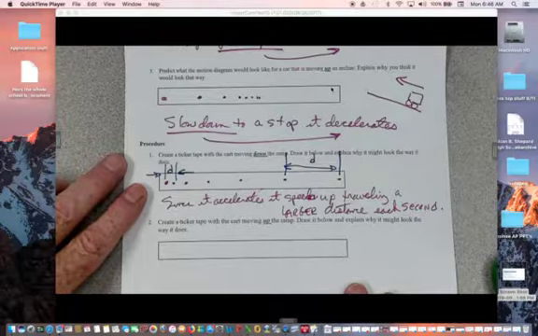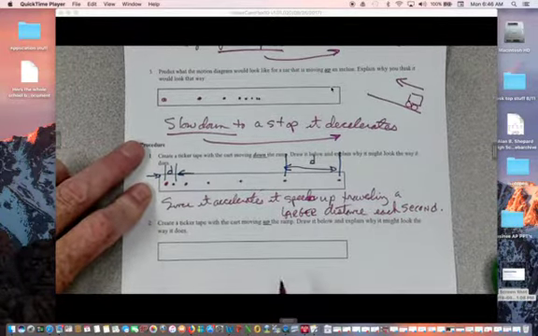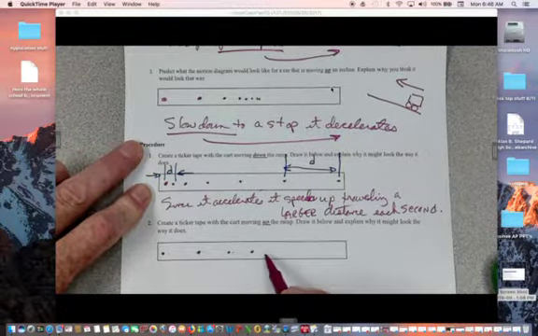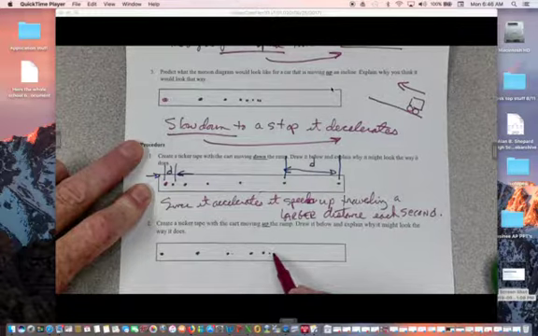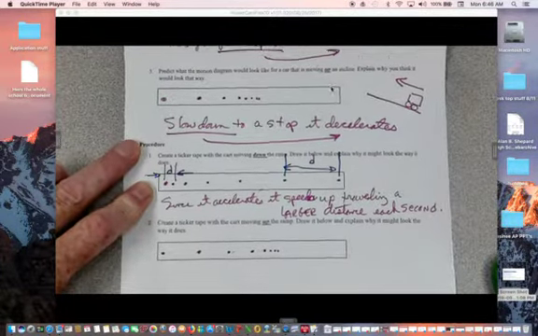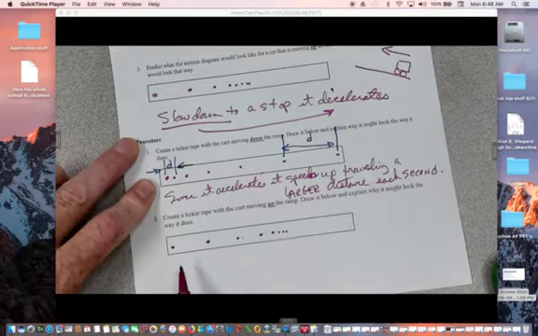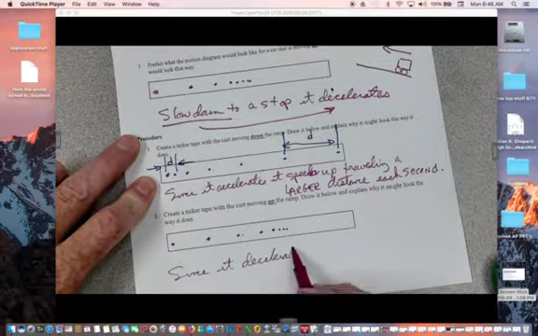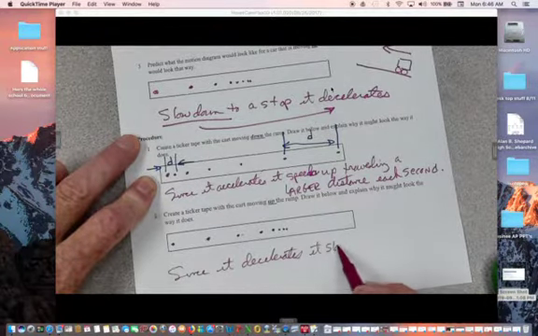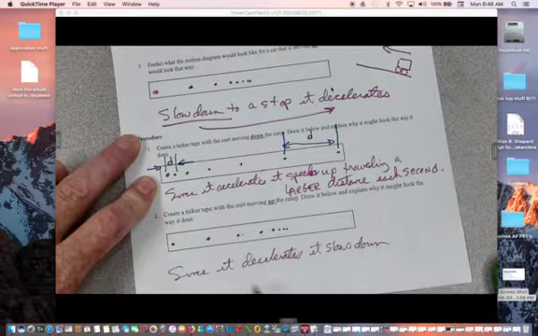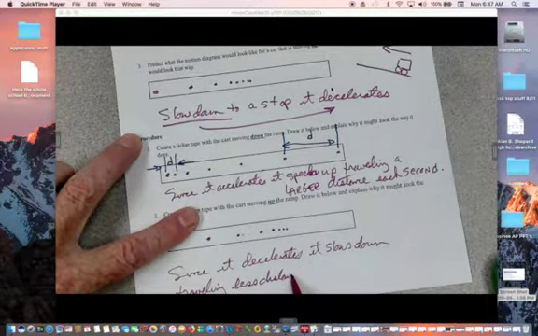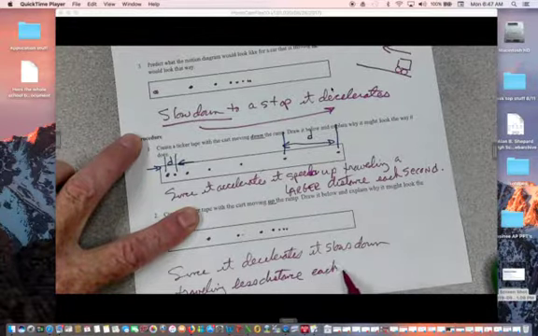So, if you made the ticker tape moving up the ramp, it would have started out going pretty fast and began to slow down rather quickly because the spaces get smaller. Since it decelerates, it slows down, traveling less distance each second.